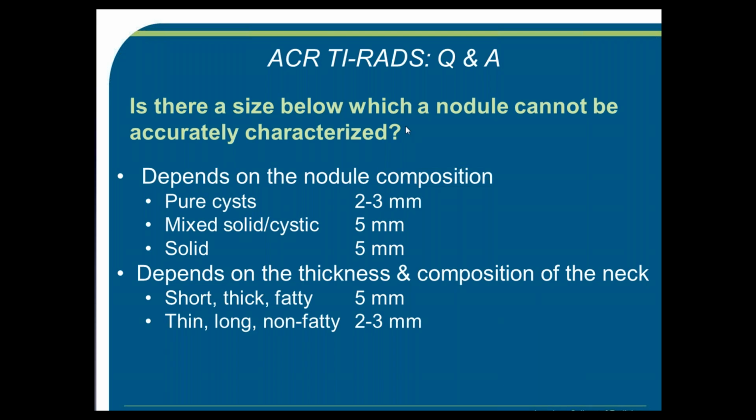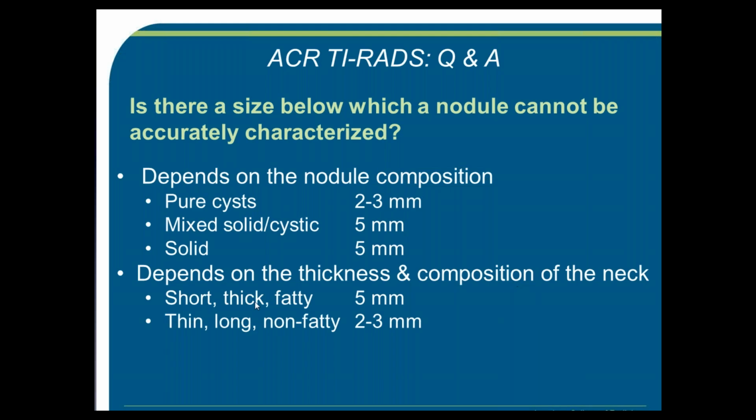First of all, it depends on the nodule's composition. So pure cysts can be accurately characterized as cystic when they're very small, down to 2 to 3 millimeters. But mixed solid and cystic nodules and purely solid nodules are a little bit harder to characterize when they're less than 5 millimeters. It also depends on the thickness and the composition of the tissues in the neck.